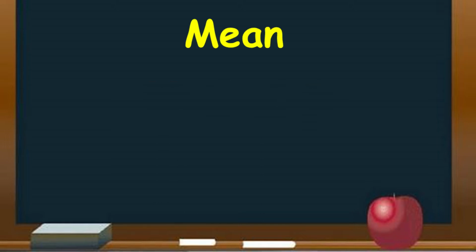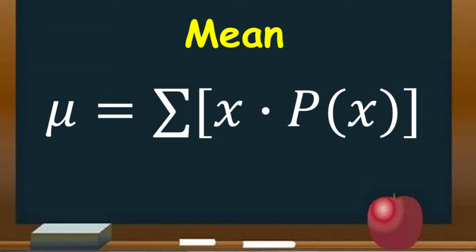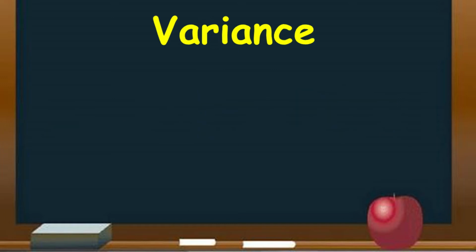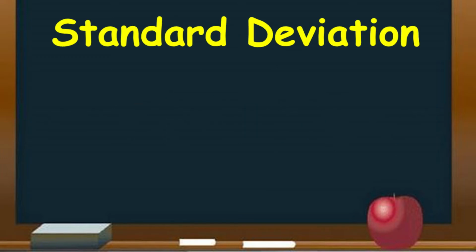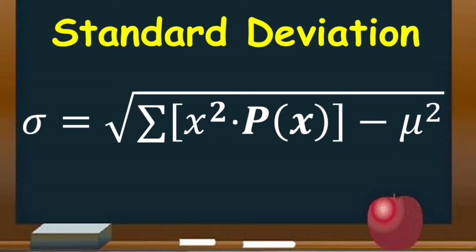For the mean, mu is equal to the summation of the product of x and p of x. For the variance, the square of sigma is equal to the summation of the product of x squared and p of x minus the square of mu. And for standard deviation, sigma is equal to the square root of the difference of the summation of x squared times p of x and the square of mu.